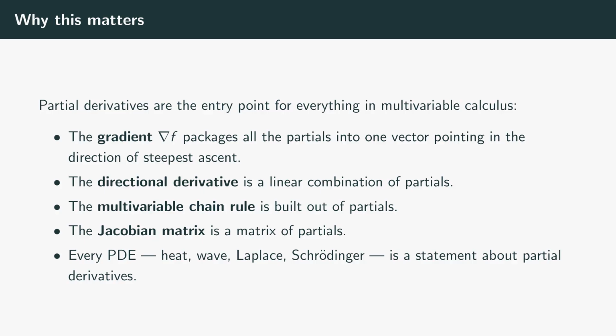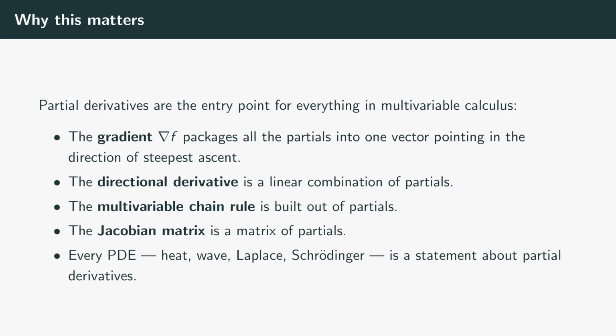So why a whole video on what is, computationally, just single variable differentiation with the other letters treated as constants? Because nearly every other object in multivariable calculus is built from partial derivatives. The gradient is just the vector you get by collecting all the partials and stacking them, and it ends up pointing in the direction of steepest ascent. The directional derivative, the rate of change in any chosen direction, is a linear combination of partials. The multivariable chain rule is partials all the way down. The Jacobian matrix that you'll meet when you start changing variables in double and triple integrals is a matrix of partials, and its determinant tells you how volumes deform under the change.